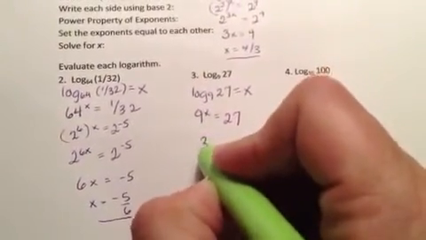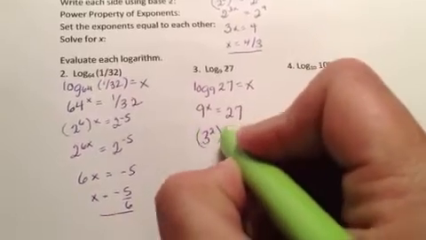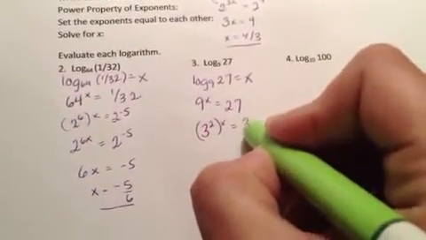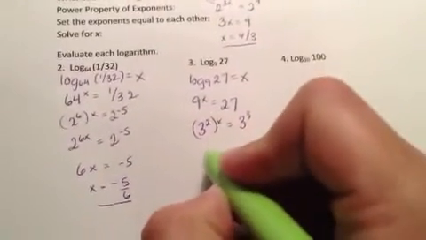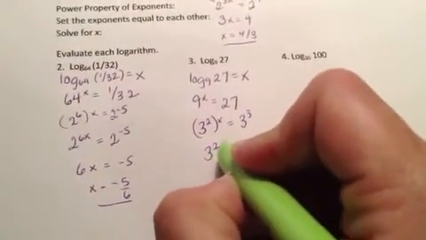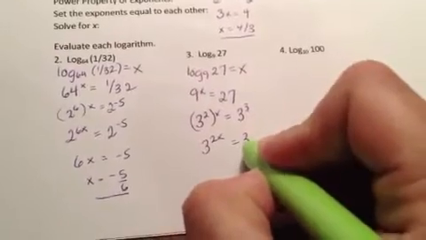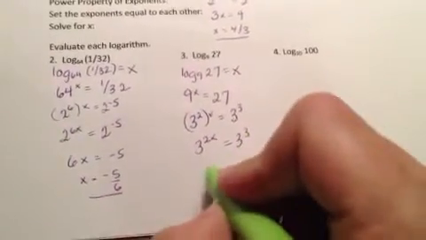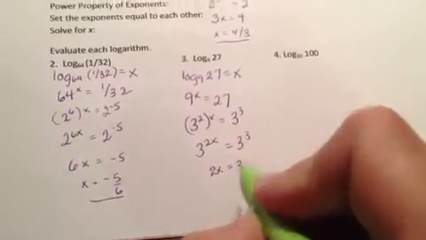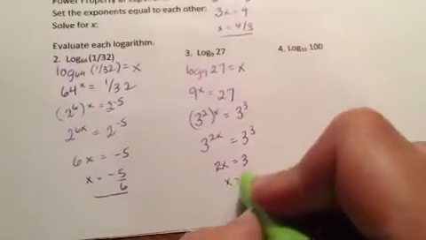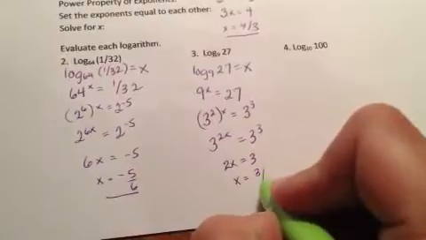9 can be rewritten as 3 squared, and 27 can be rewritten as 3 cubed. Using that power property, 3 to the 2x power equals 3 cubed. And now I can set my exponents equal to each other. Solving for x, I get x is equal to 3 over 2.